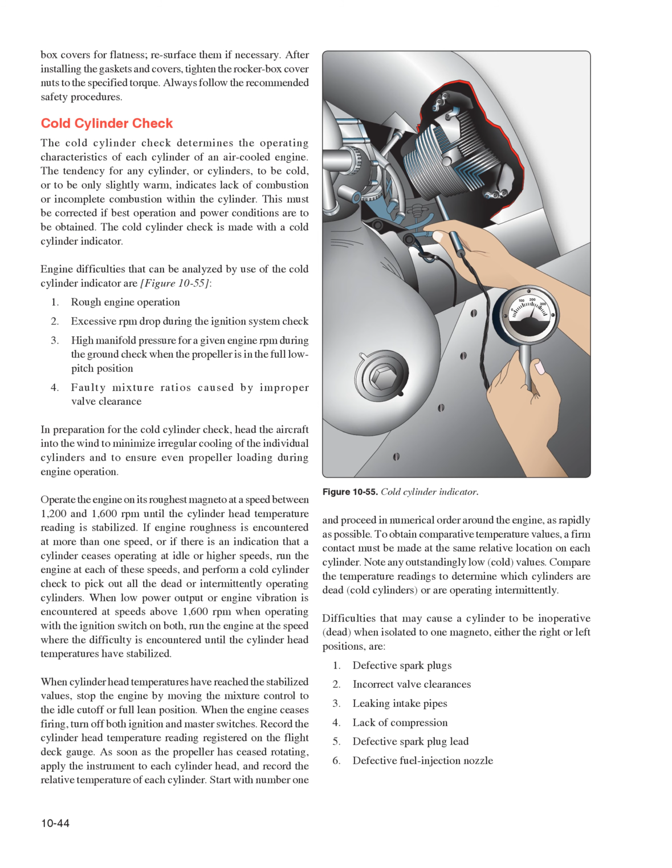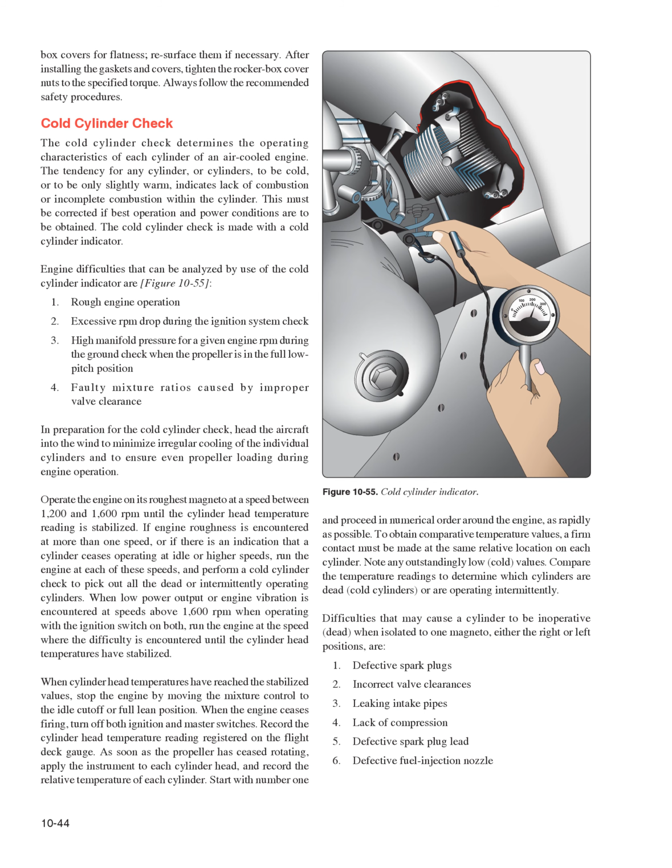Record the cylinder head temperature reading registered on the flight deck gauge. As soon as the propeller has ceased rotating, apply the instrument to each cylinder head, and record the relative temperature of each cylinder. Start with number 1 and proceed in numerical order around the engine, as rapidly as possible. To obtain comparative temperature values, a firm contact must be made at the same relative location on each cylinder.